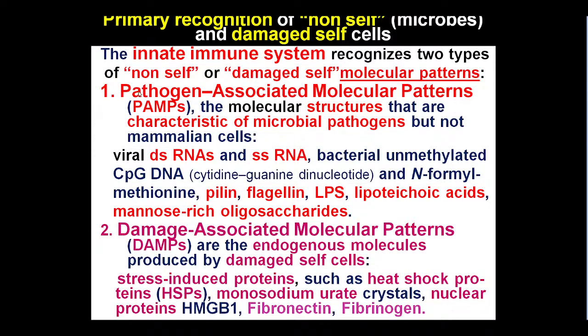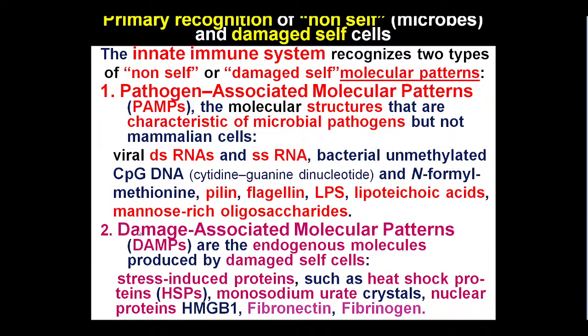Non-self molecules are named pathogen-associated molecular patterns, PAMPs. They are double-stranded and single-stranded RNAs, bacterial unmethylated cytidine-guanine nucleotides, formyl methionine, pilin, flagellin, lipopolysaccharide, lipoteichoic acid, and many other substances. They all are named pathogen-associated molecular patterns. They are markers of foreign molecules, but they are not antigens, because these substances are not recognized by antibodies.